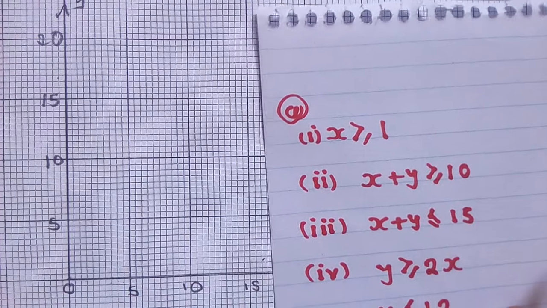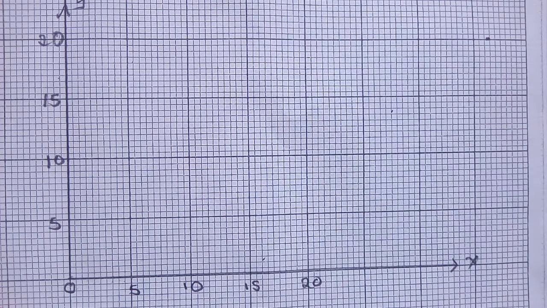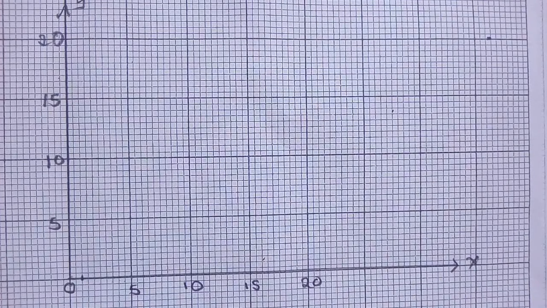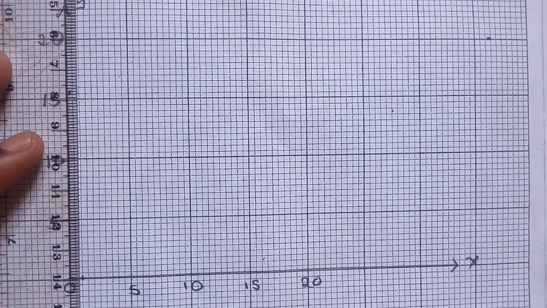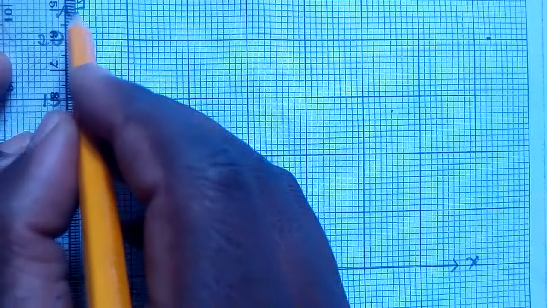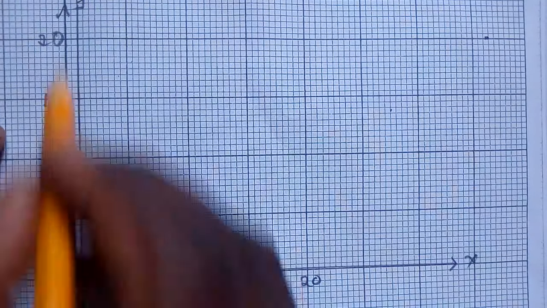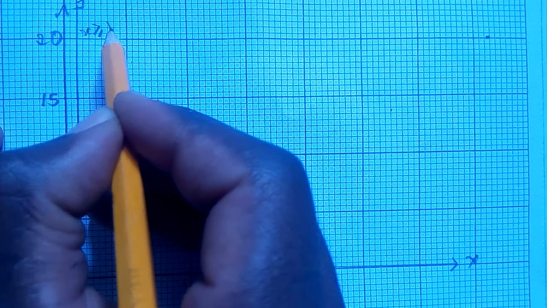So let's check our inequalities. The first one is x is greater or equal to 1. So our 1 must be somewhere here. So we draw our 1 here. So this is x is greater or equal to 1.